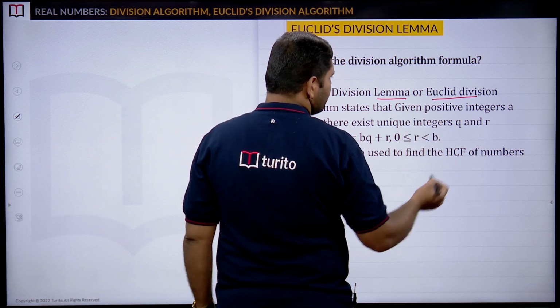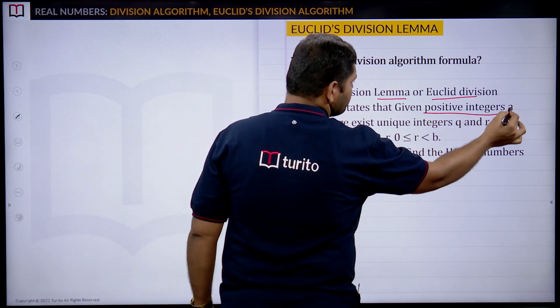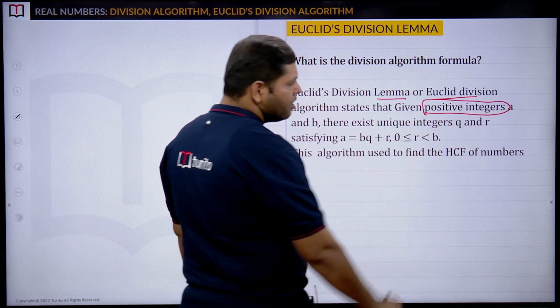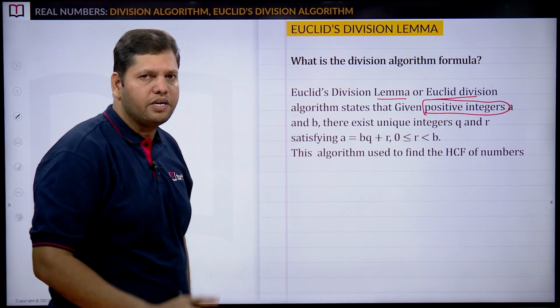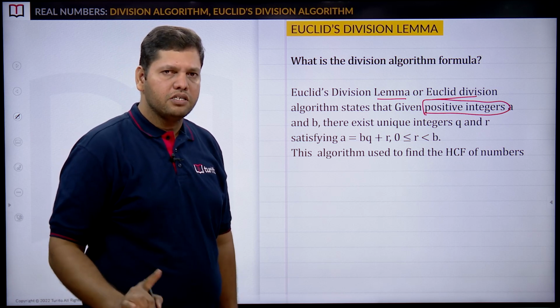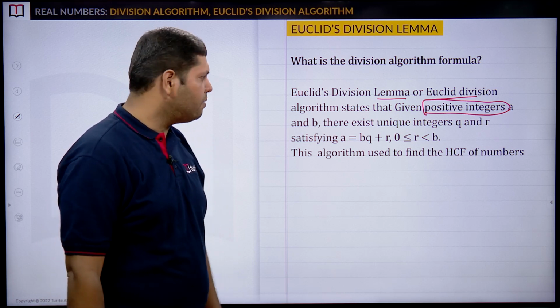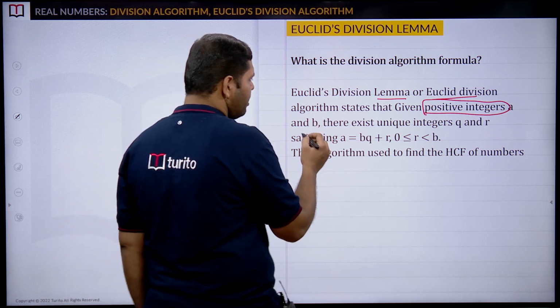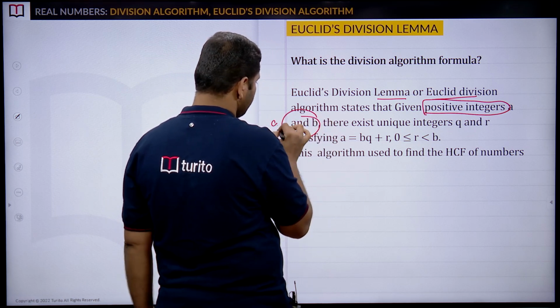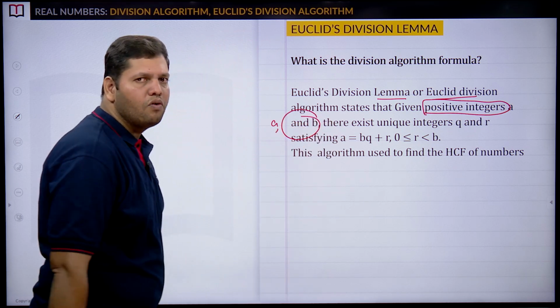Okay. So what does it state, children? Given two positive integers, children, remember this algorithm we can apply only to positive integers. Negative integers we cannot apply this lemma. Okay. Only positive integers A and B. So numbers A and B. So how can we write?